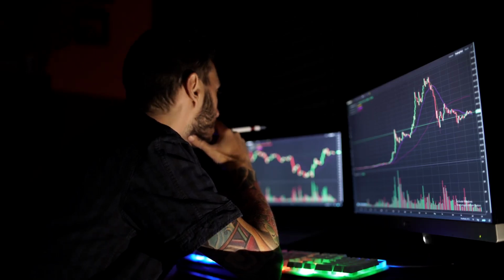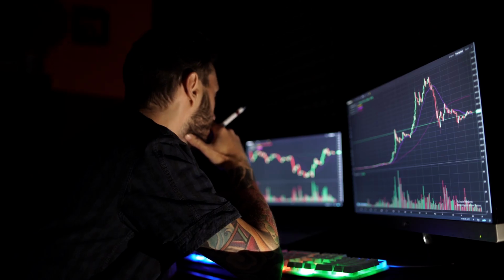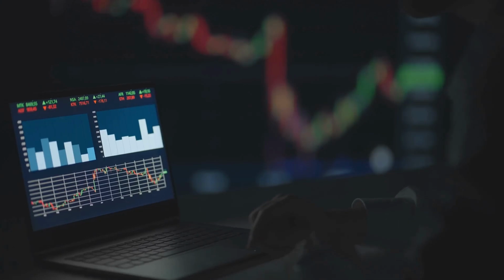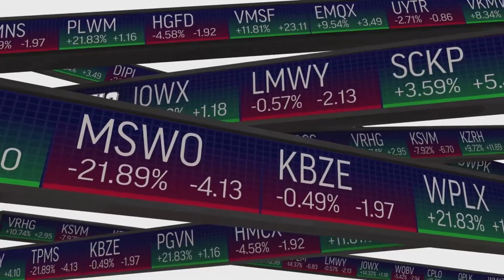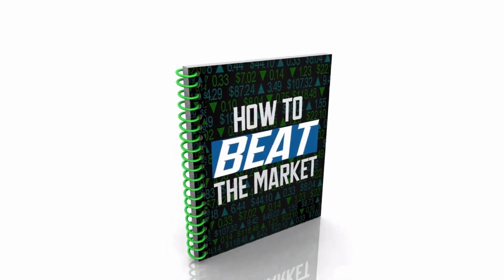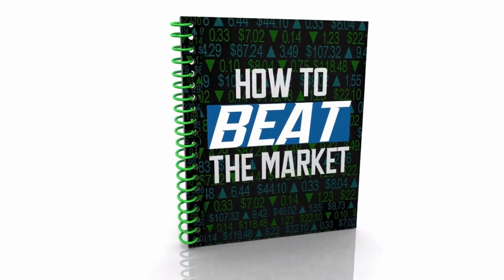I don't think people understand the true power of trading strategies. In the world of finance, knowledge is power. Successful trading isn't about luck, it's about strategy. Trading strategies are your roadmap in the market. They provide structure and discipline, guiding you toward your financial goals.